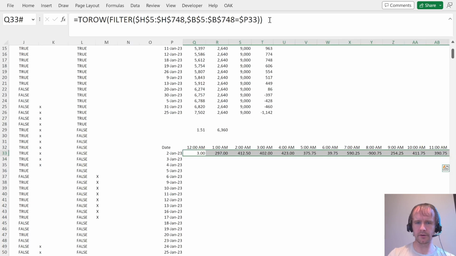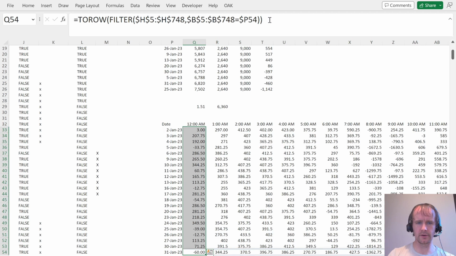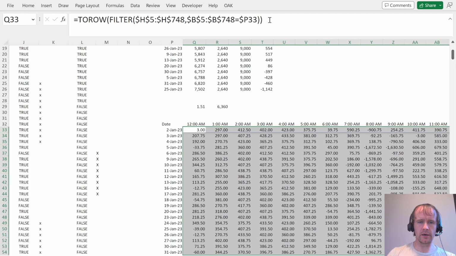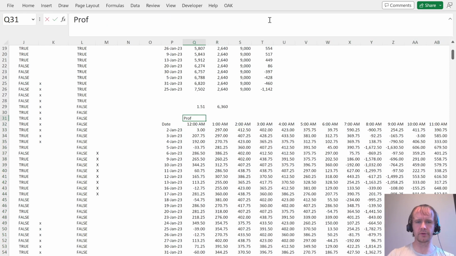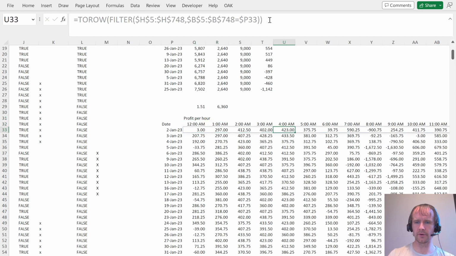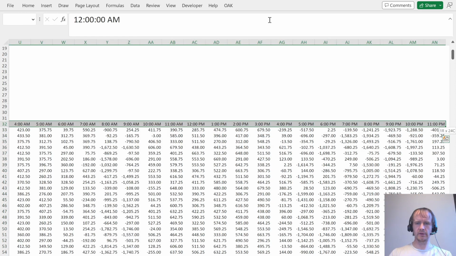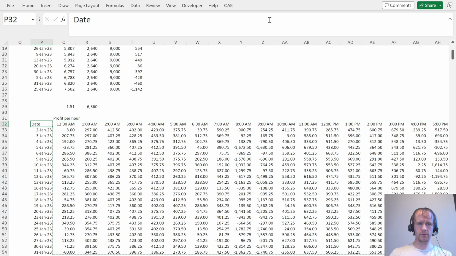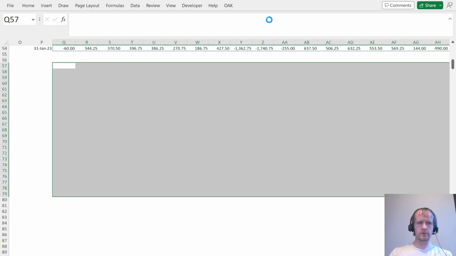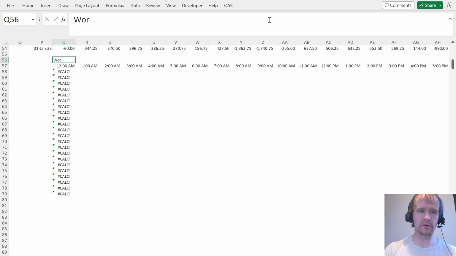I'm trying to build a general model now that I've got this far. This is the profit per hour. So let's see, 1, 2, 3, 4, 5, 6, 7, 8, 9. Then what I also want is, I guess I'll call it the worst case per hour.